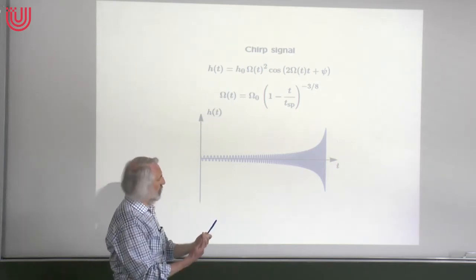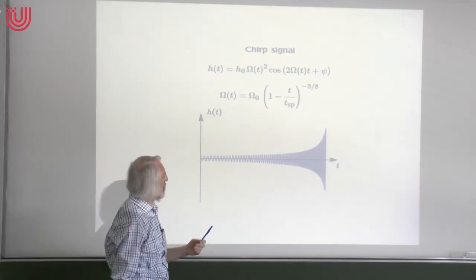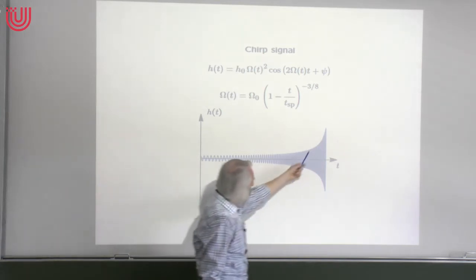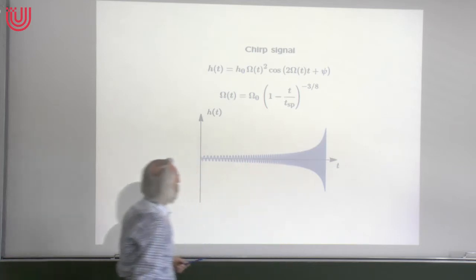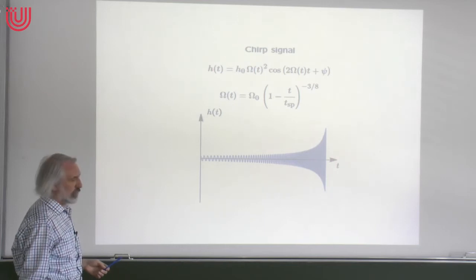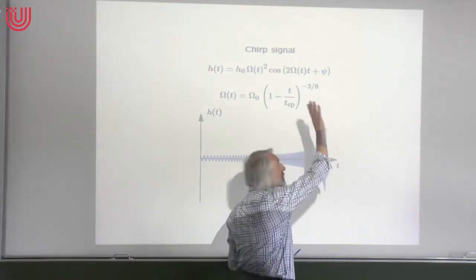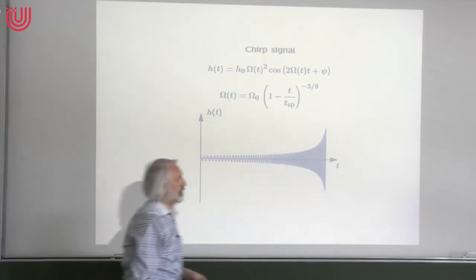And the frequency goes to infinity. This means the ups and downs come closer and closer together. And that's what one calls a chirp signal. That's a typical shape of a chirp signal. So the amplitude goes up and the frequency goes up. So it's something like constant over a long time, and then it goes up. That's a typical chirp signal.